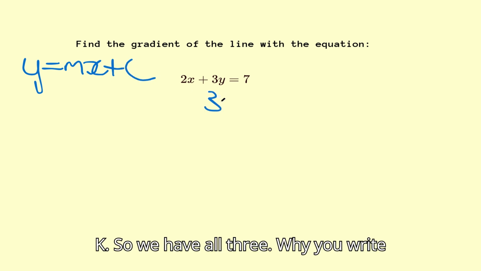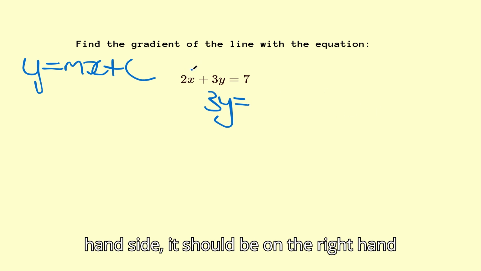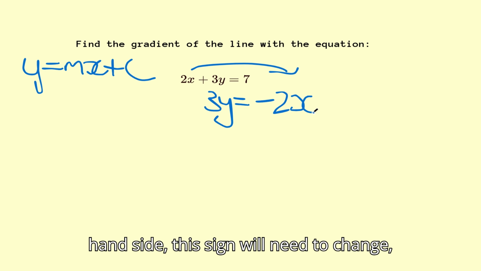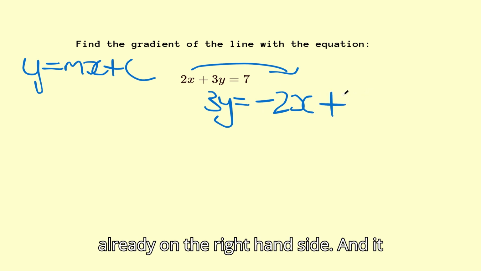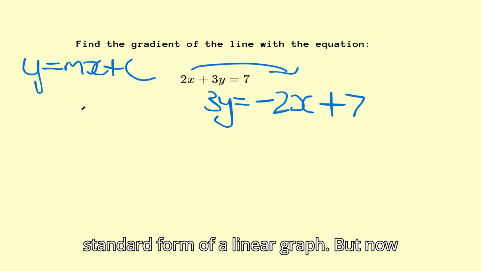Okay, so we have our 3y. We write our equal sign. The 2x shouldn't be on the left hand side, it should be on the right hand side. And if I move it to the right hand side, the sign will need to change. It will become negative. The 7 is already on the right hand side and it stays positive. Okay, on our way to our standard form of a linear graph.